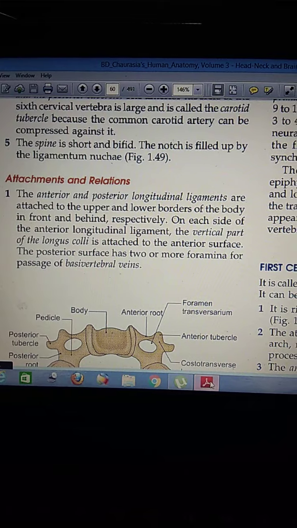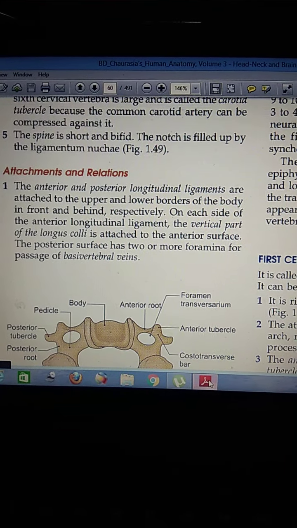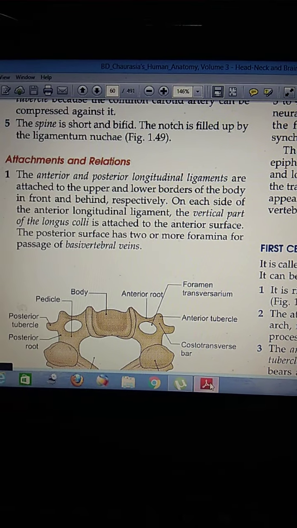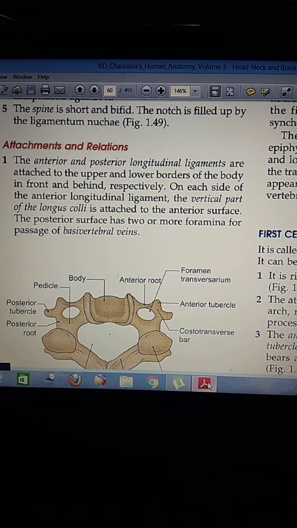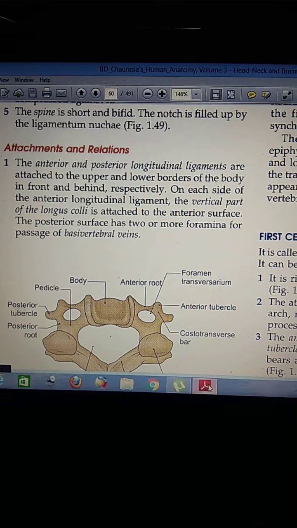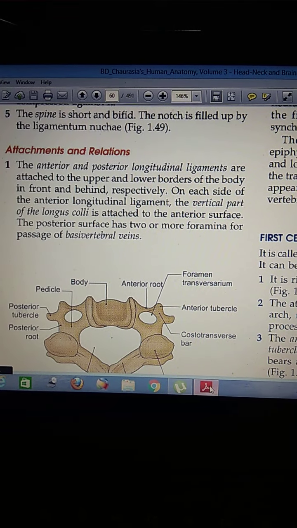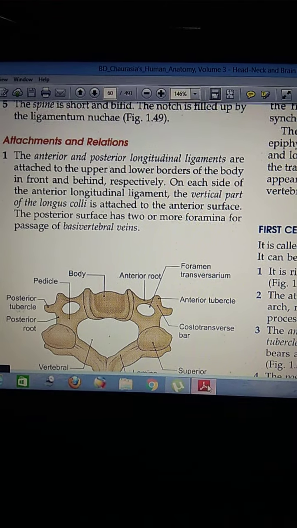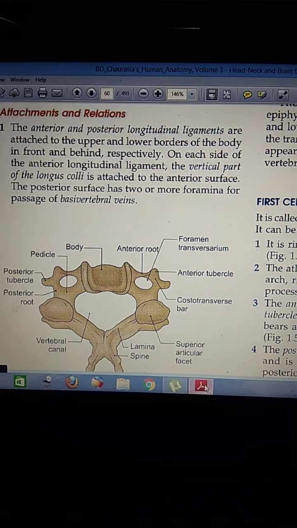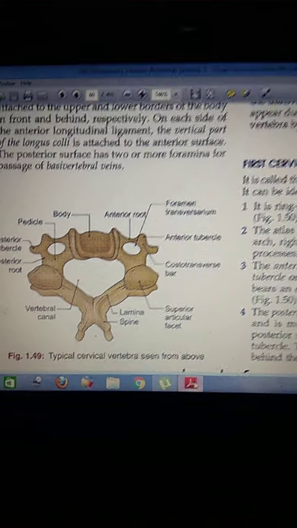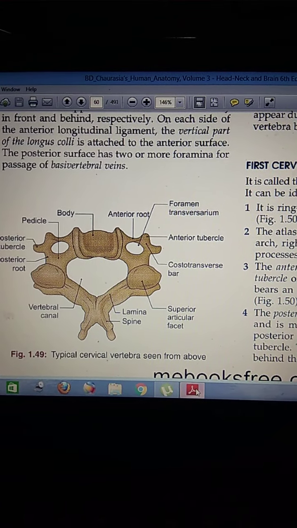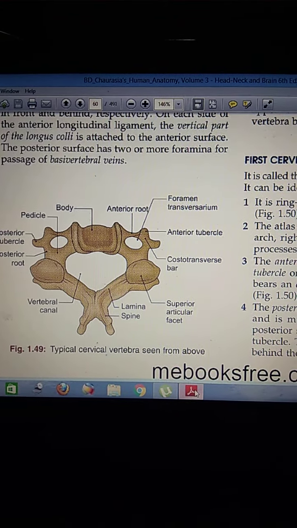The attachments and relations. The anterior and posterior longitudinal ligaments are attached to the upper and lower borders of the body, in front and behind respectively. On each side of the anterior longitudinal ligament, the vertical part of the longus colli is attached to the anterior surface. This is the typical cervical vertebra seen from above.